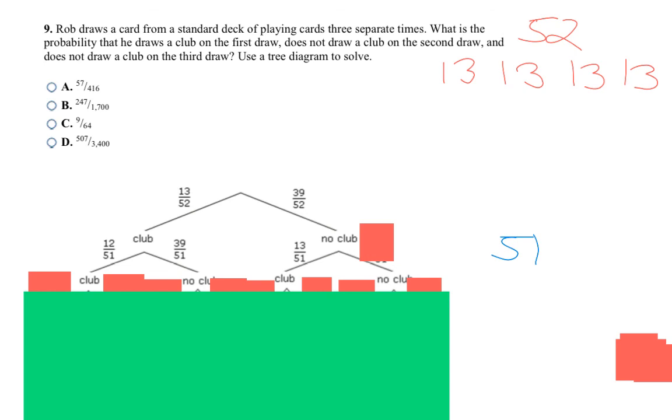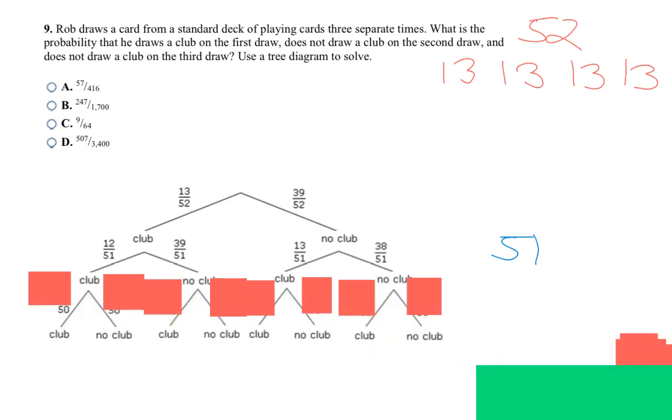And then if I picked no club the first time and no club the second time, that means I'm down to 38 cards that aren't clubs out of 51, and that's going to be my probability the second time. And then the last thing I have to do is the tree diagram for if he draws a card a third time. So that means after each one of these outcomes, I have to draw 2 more branches from each one of those showing club and no club, like that. And then I have to write down the probabilities of each one of those.